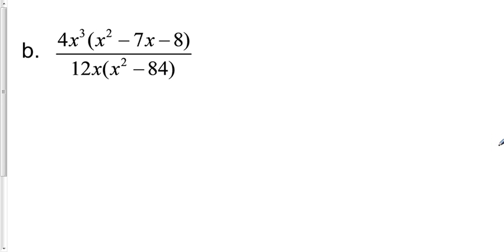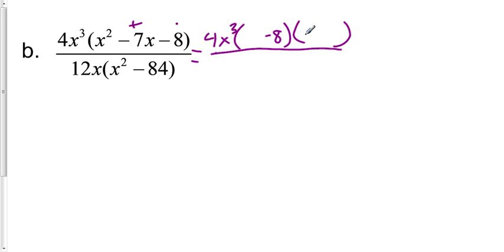Let's try this one. So this one we need to do some factoring first, and then I'll work on canceling out some common factors. So let's work on the top of the fraction. I have 4x cubed out in front, and I want to see if this trinomial will split into two binomials. So can I find two factors of -8 that add up to -7? Well, the two that work here are -8 and +1. If you multiply them, you get -8. If you add them up, you get -7. So I'm going to use my variable. I've got x minus 8 and x plus 1. Those are the two factors.